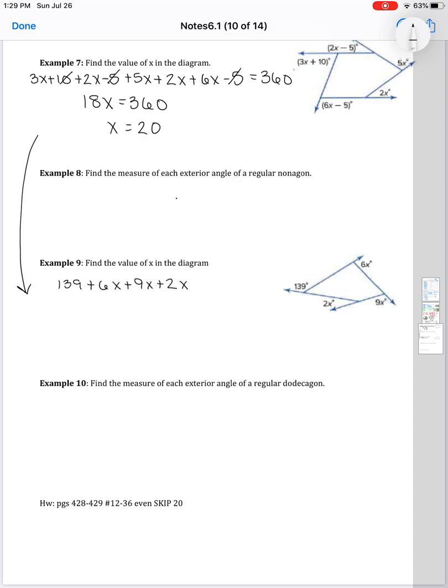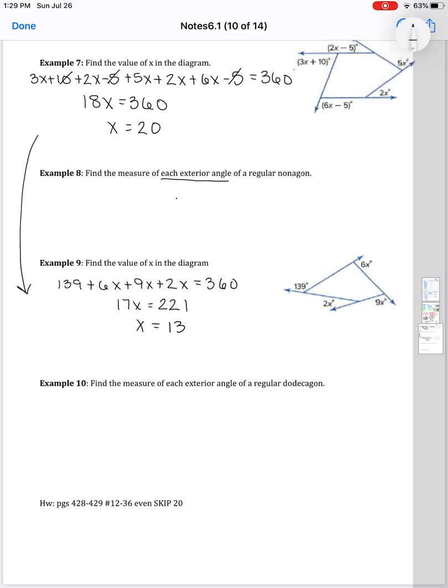When I combine all my x's, first of all, you'll find the 10 and the 2 5s go away. You get 18x equals 360, so x comes out to being 20. So no matter what, all of the exterior angles will always equal 360 degrees.